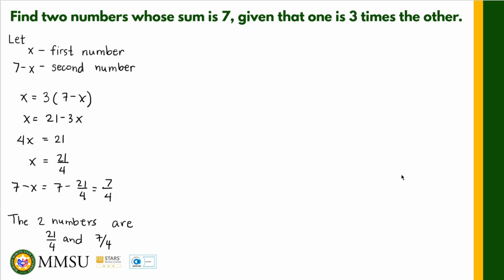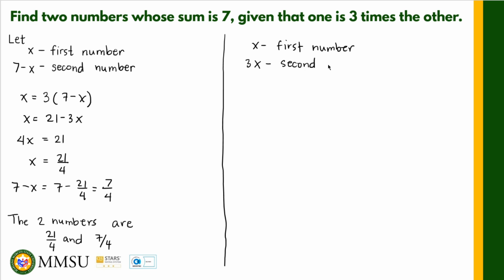Okay? So just like what we did in the previous example, meron din tayong second solution dito. Yung second solution natin, gagamitin natin yung second statement to come up with an expression to denote the second number. So if we let x be the first number, gagamitin natin itong second statement to come up with an expression for the second number. So 1 is 3 times the other. Kung x yung first number, then 3x yung second number. Tama? 3x is the second number.